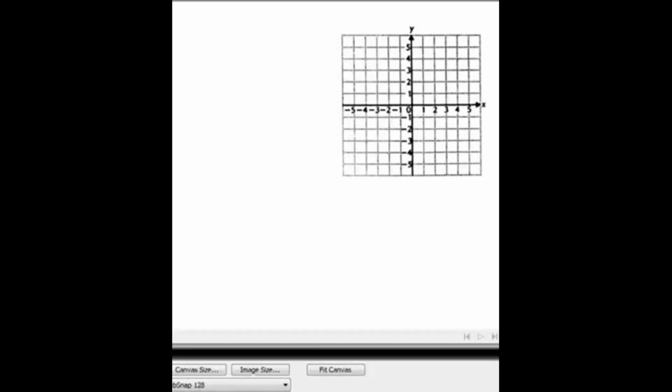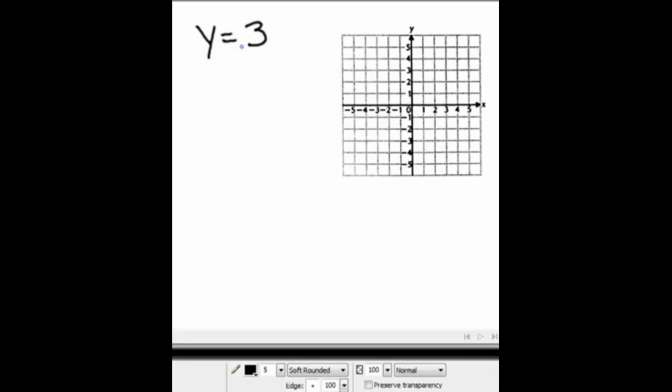Let's look at graphing a couple of special lines. Say we have the line y equals 3. Now, how do we know that line is special? By looking at the equation. The clue is that it only has one variable. And that kind of line will either be vertical or horizontal.